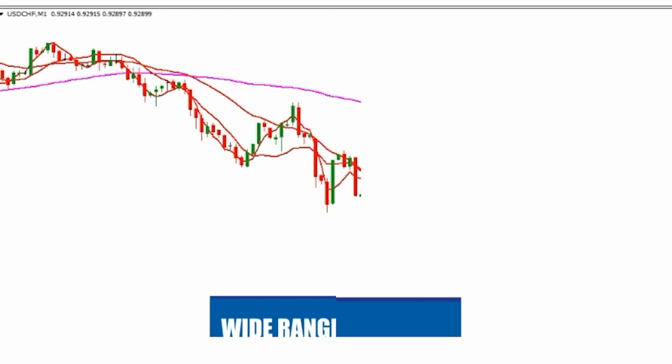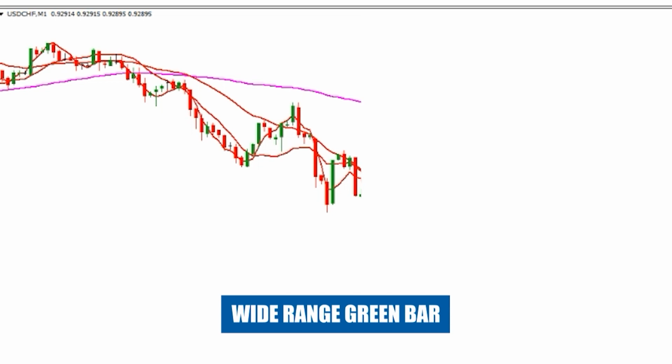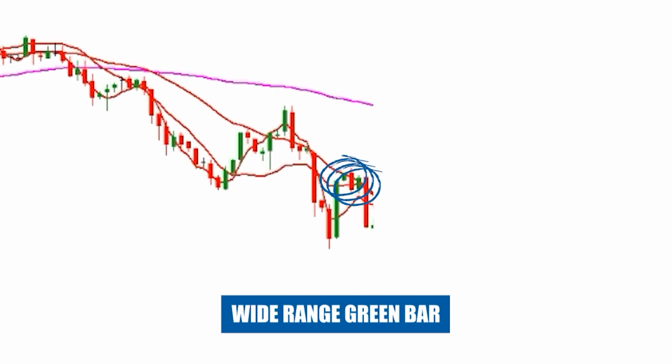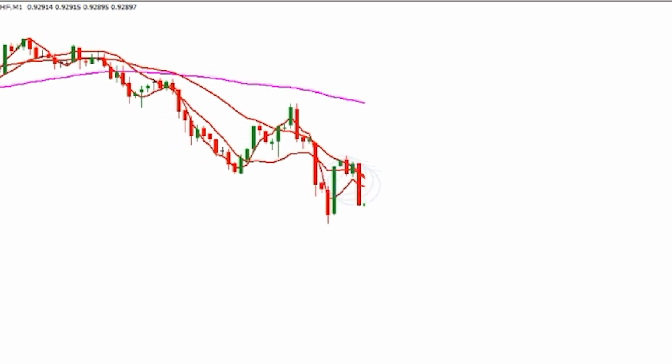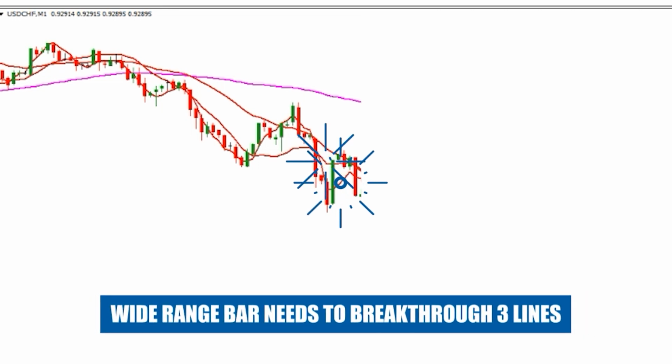Firstly, we need to find a wide range red bar. And the way you can tell it is wide range is that the surrounding bars will be significantly smaller. Secondly, the wide range bar needs to break through at least 3 of the 4 lines on the chart, which ultimately signals price passing through multiple timeframes, which makes our entry that much more powerful.